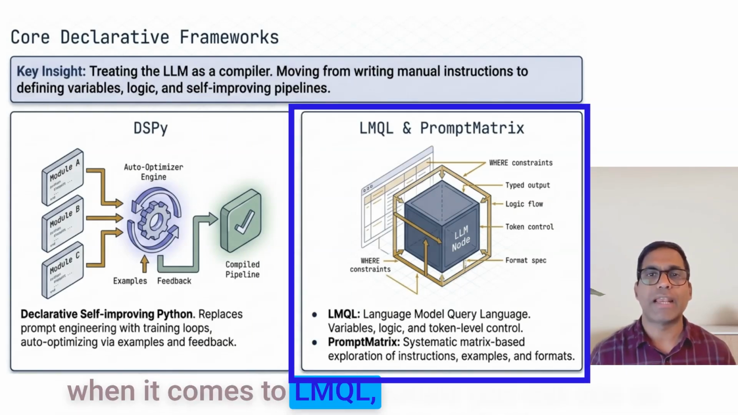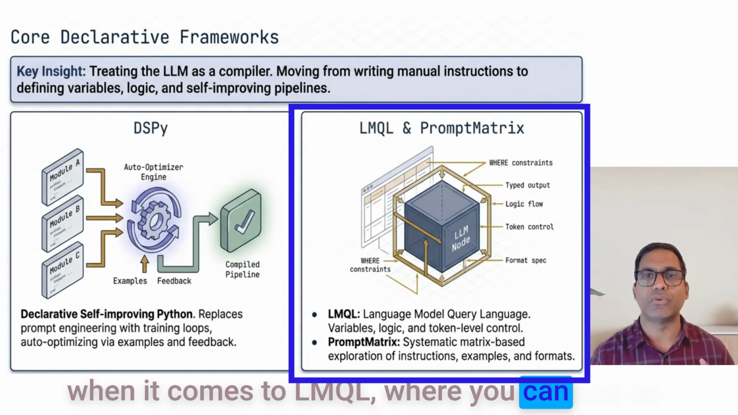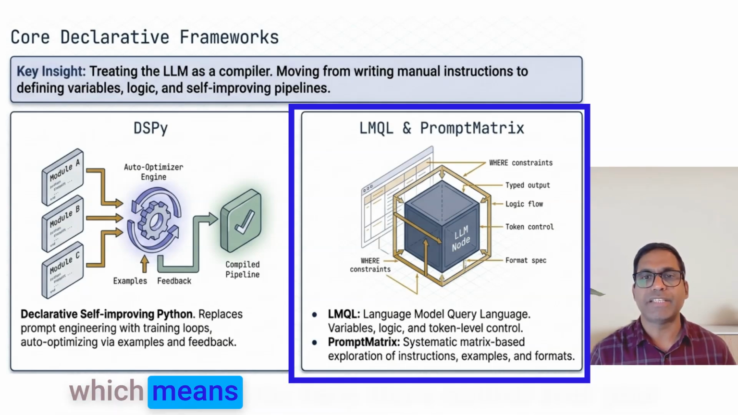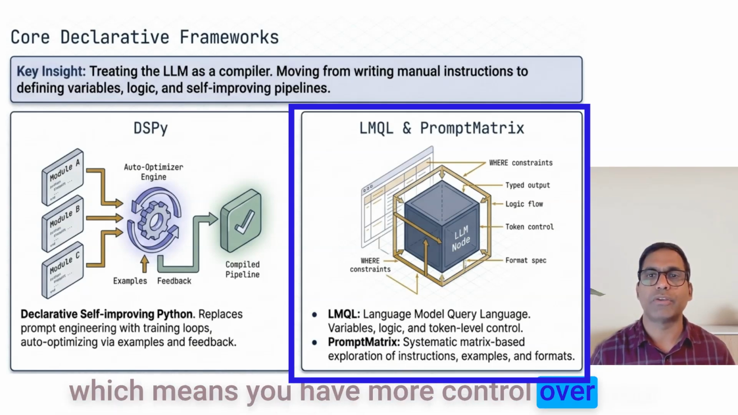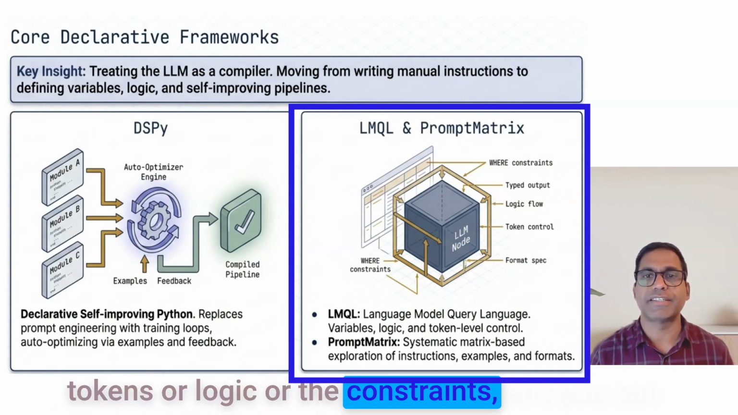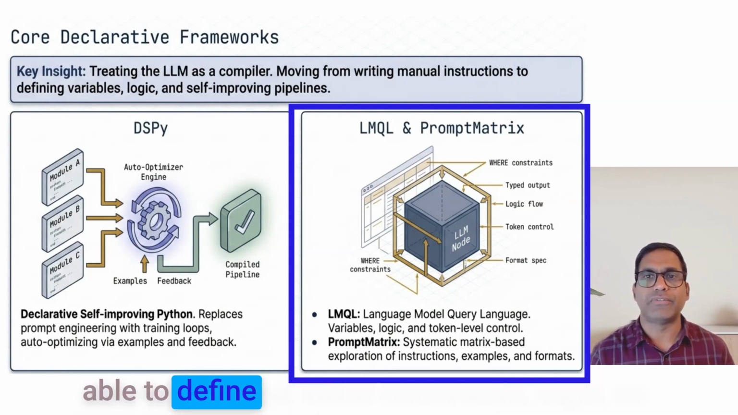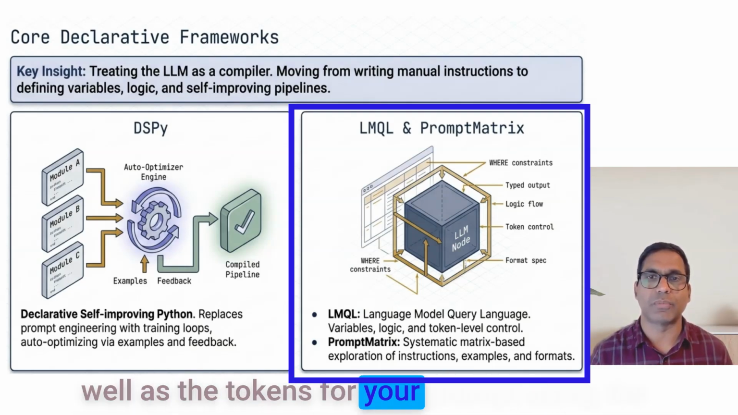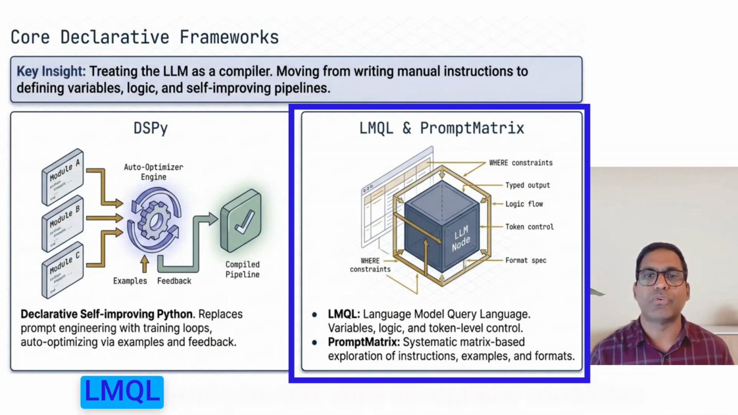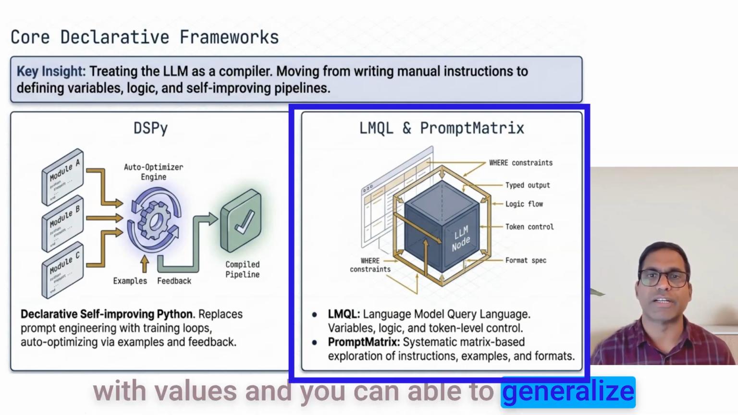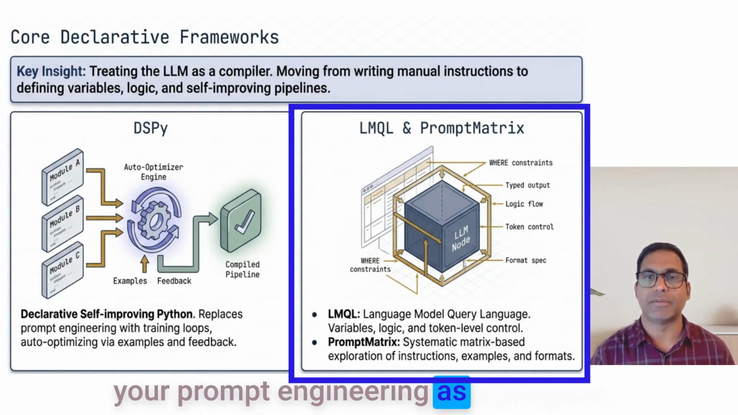And when it comes to LMQL, you can use it as a query language for large language models, which means you have more control over your tokens, logic, or constraints, and you are able to define all these constraints, logic, as well as the tokens for your prompt using LMQL, and you are able to replace variables with values, and you are able to generalize your prompt engineering as a program.